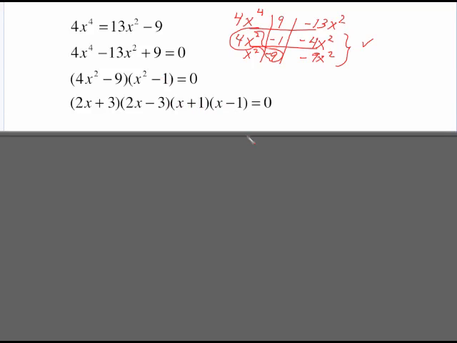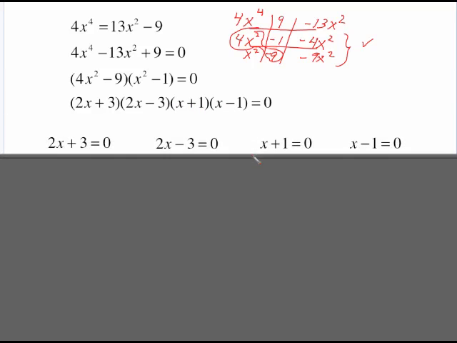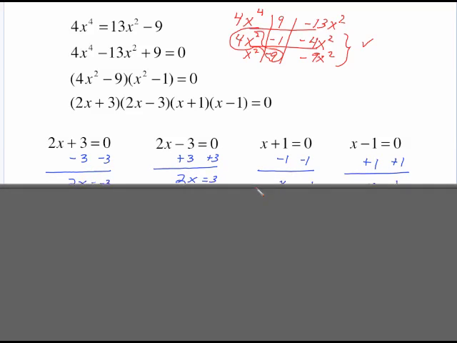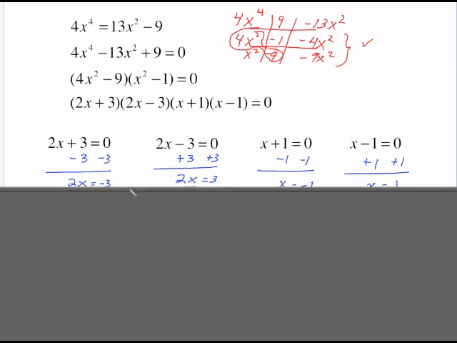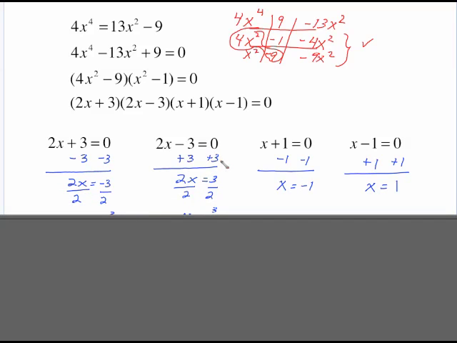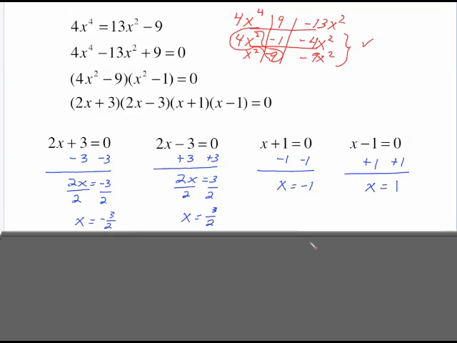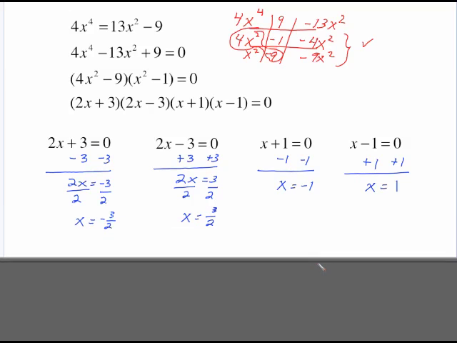That means when I go to the zero products property, I actually have 4 little problems to solve, and they're easy to solve, just simple arithmetic. Subtract 3 from both sides, divide by 2 on that one. This one, add 3 to both sides, divide by 2. These are simple, just add or subtract 1 as the case may be, and there's our 4 solutions.